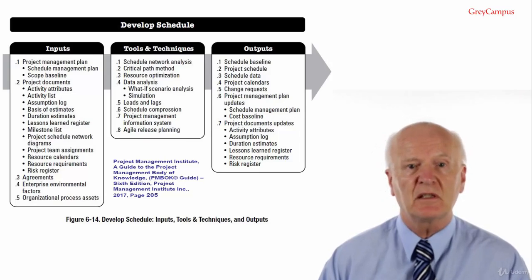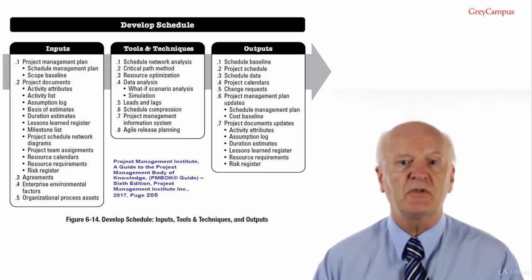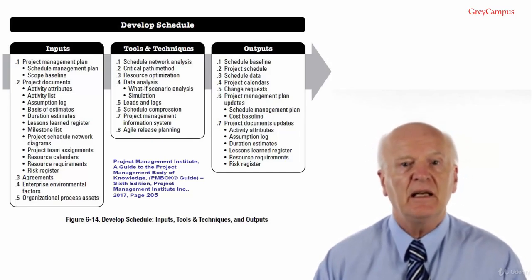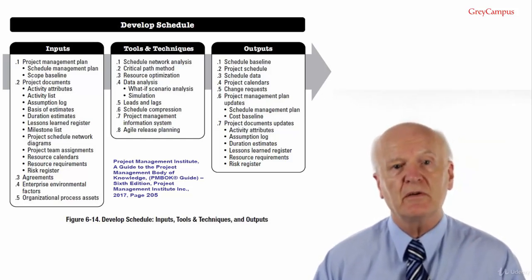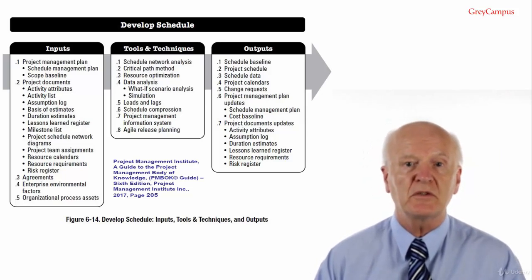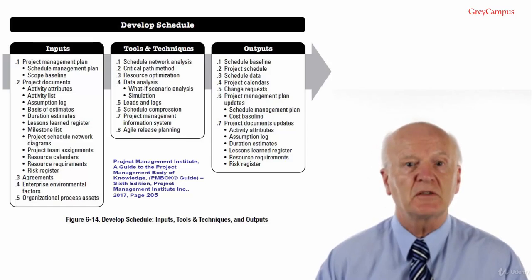Number 1, schedule baseline. We now have our official start and end dates for the project. They will change, of course, but as this is a baseline, that is, it has been formally approved, it can be changed only through formal change control procedures, and is used as a basis of comparison to actual results.